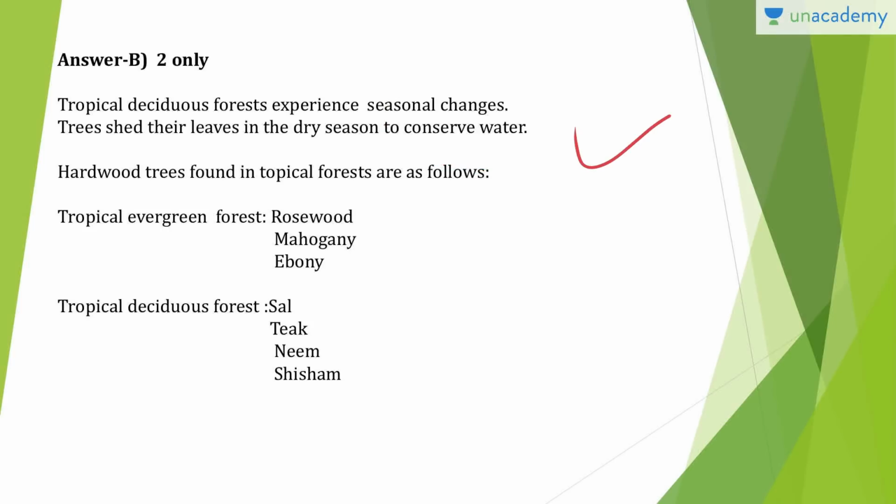And hardwood trees are found in tropical forest. They are as follows. For example, tropical evergreen forest like rosewood, mahogany, ebony. So these are in tropical evergreen forest or tropical rainforest as you call them. While tropical deciduous forest will include sal, teak, neem, shisham, etc.